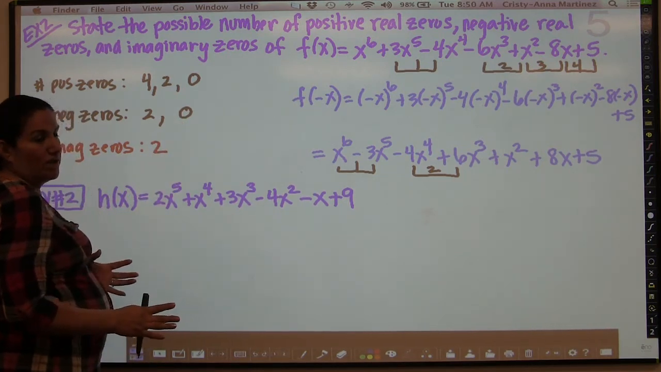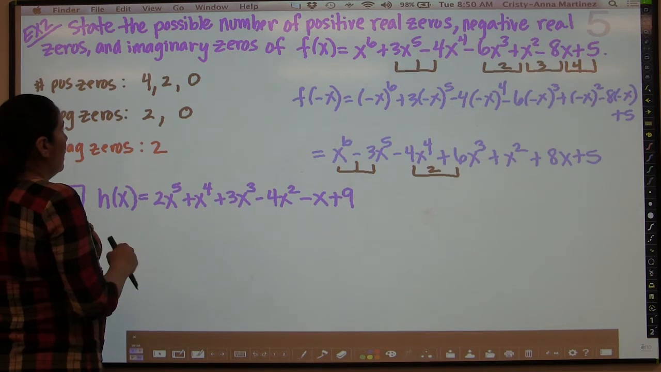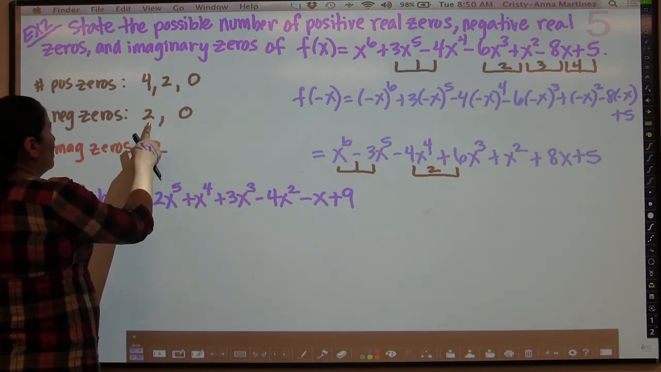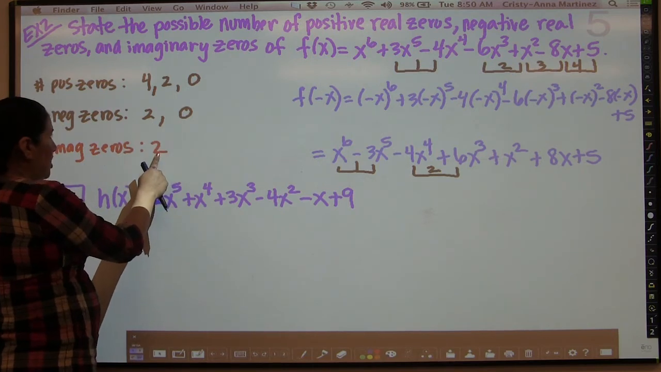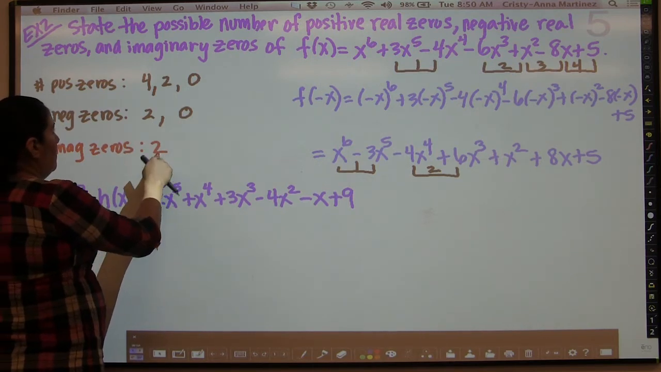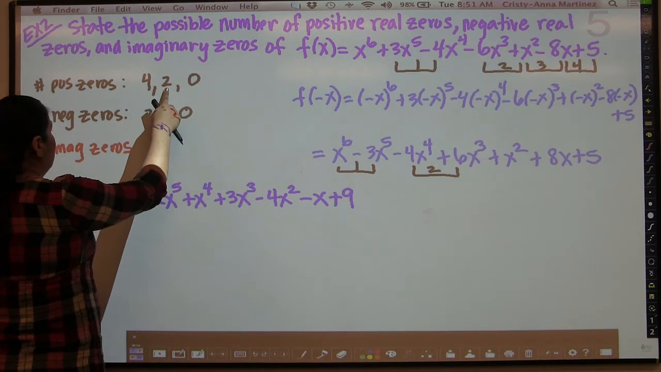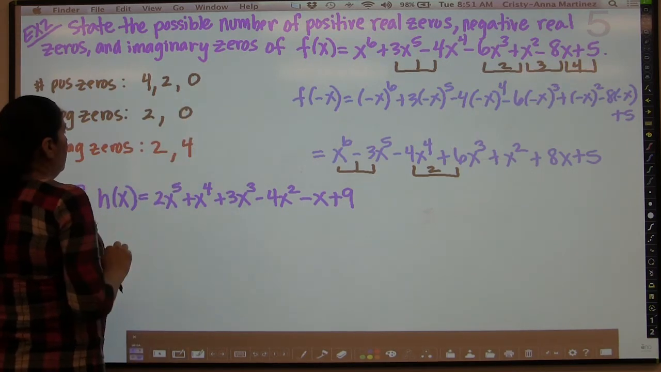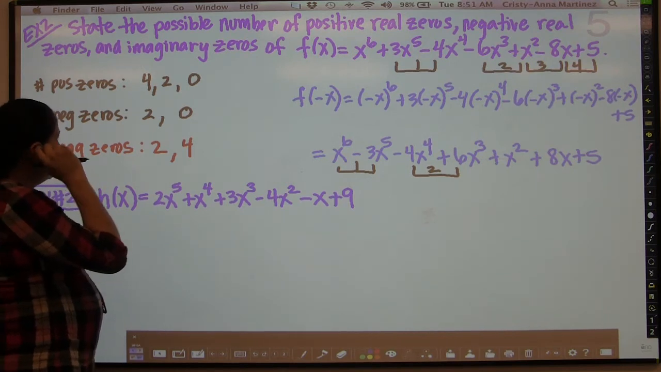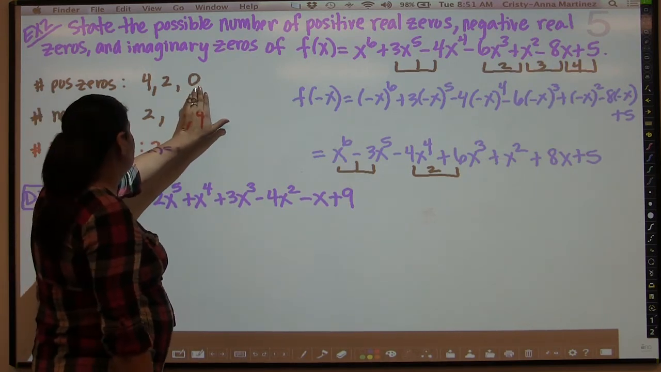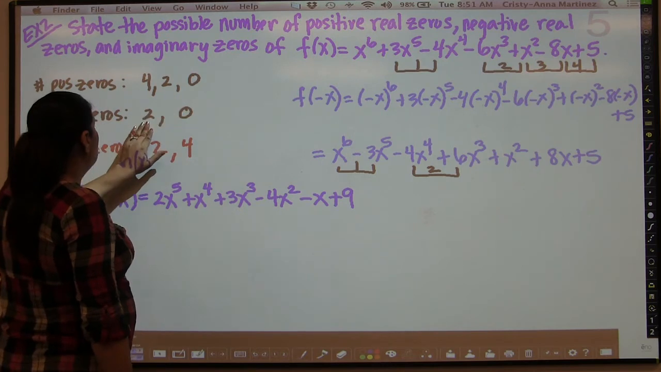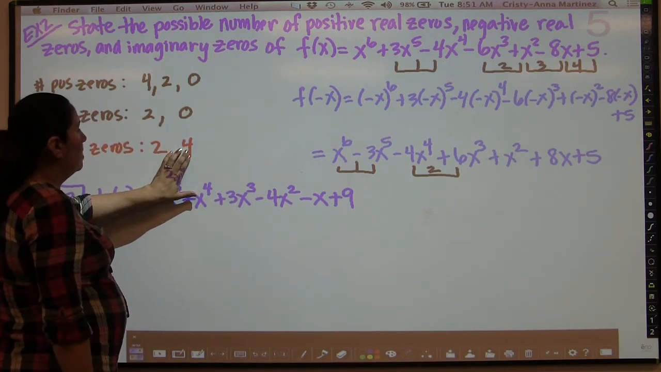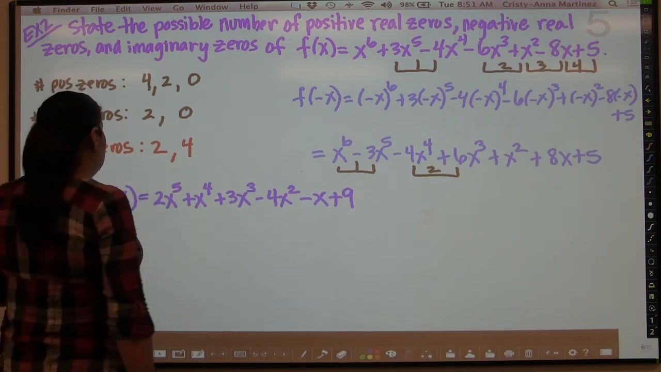So that's the first couple scenarios. Our next scenarios are, what if you have 2 positive, 2 negative, then you would still need to have 2 imaginary to make your 6. If you have 2 positive and no negative, then you would have to have 4 imaginary to make that scenario work. If you have no positive zeros, 2 negative zeros, then you would have to have 4 imaginary. And that's basically the options that you have.